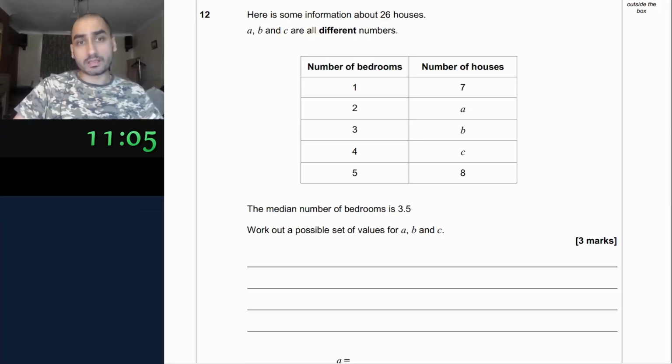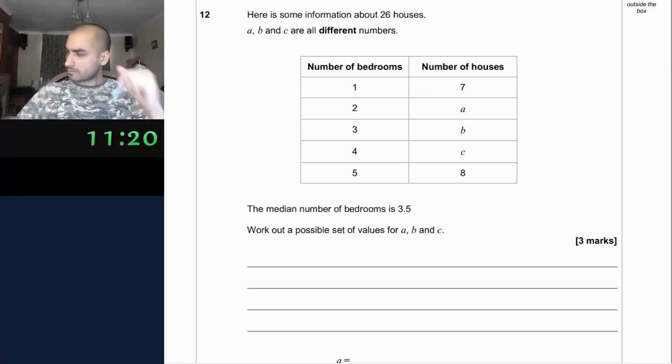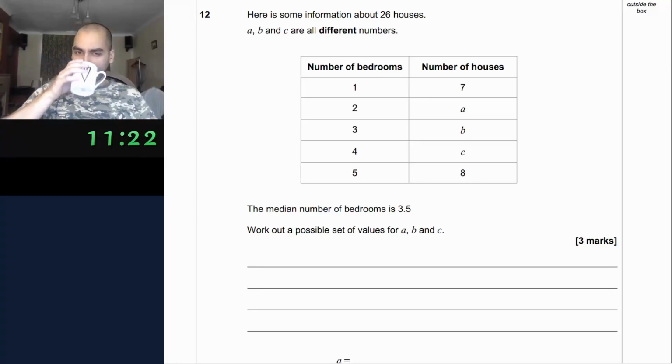26 houses. A, B, and C are all different numbers. The median number of bedrooms is 3.5. Work out a possible set of values for A, B, and C. Interesting.